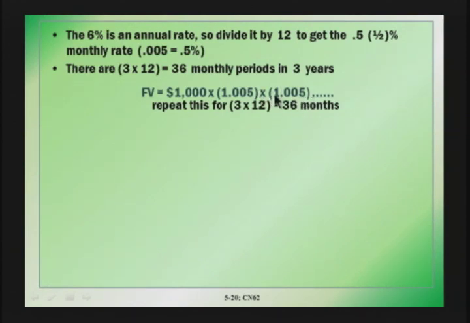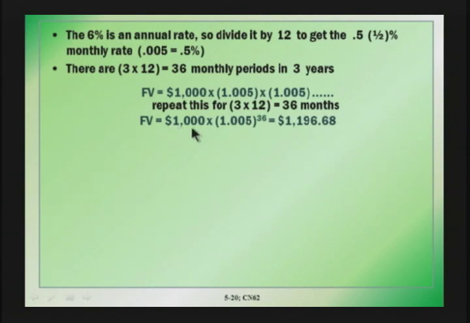So I multiply again by 1.005, and I would do that 36 times because I'll be paid my 1/2% interest every month for 36 months. So this will take place 36 times, and I'll have my future value, which would look like this. The $1,000 present value, or the $1,000 investment amount, will grow at 1/2% interest, 0.005. It will grow at 1/2% interest for 36 months.